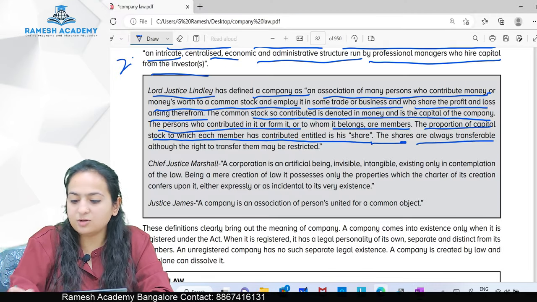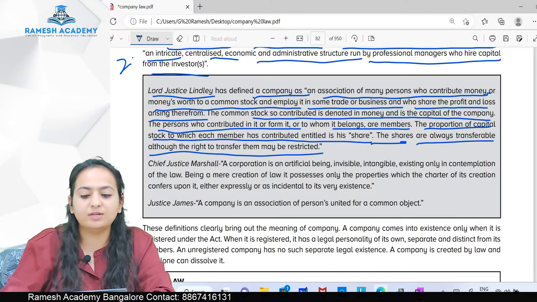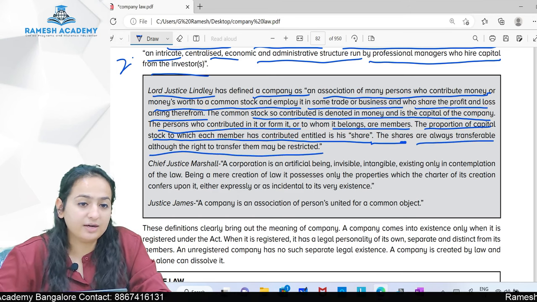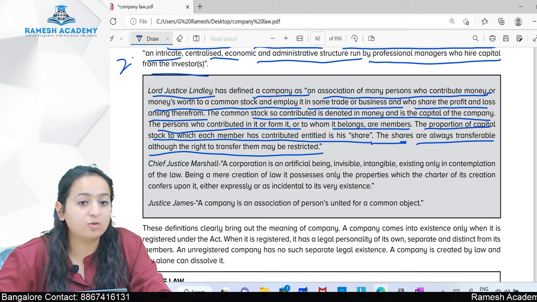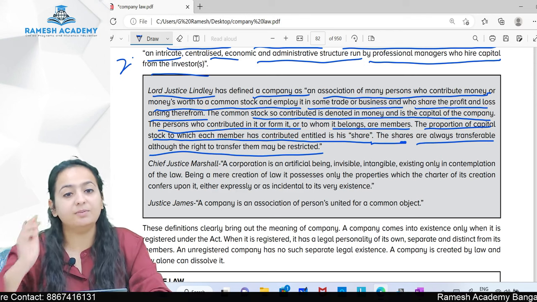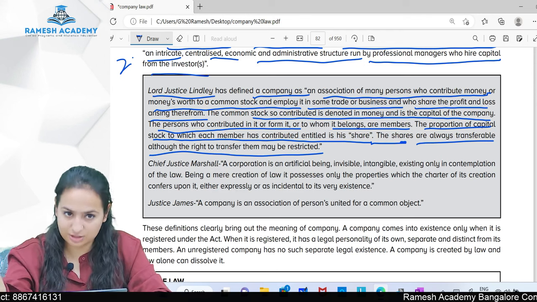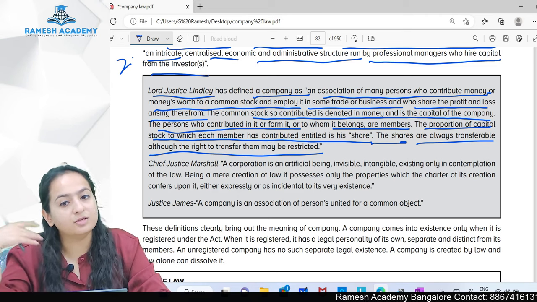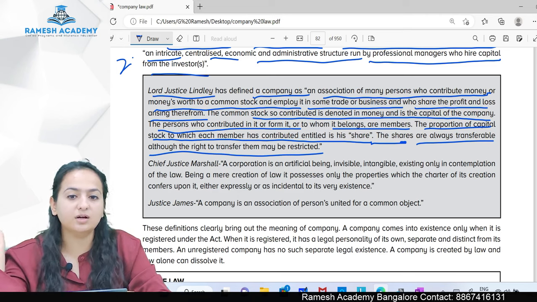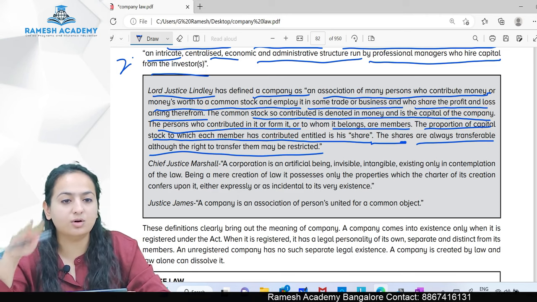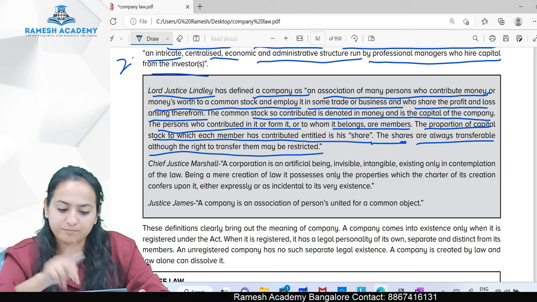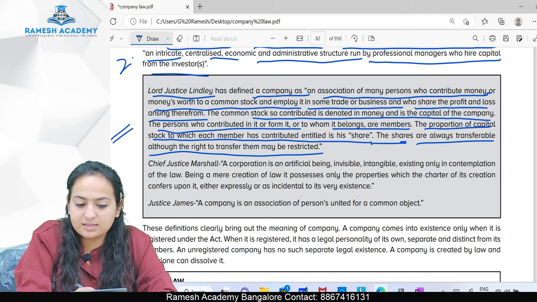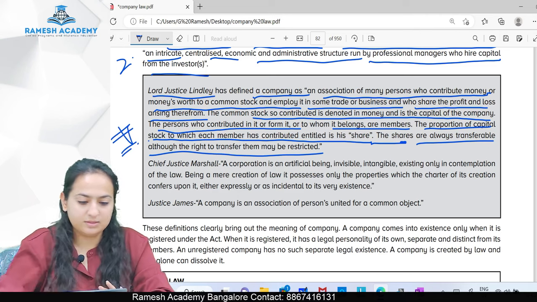The shares are also transferable, though the right to transfer them may be restricted. Now, in the previous lecture, we read a definition of private company where it was written that in a private company, there may be restriction in transfer of shares. They are referring to the restriction that can be there in case of the transfer of shares. But this contribution is called what? Shares. Please mark this down.